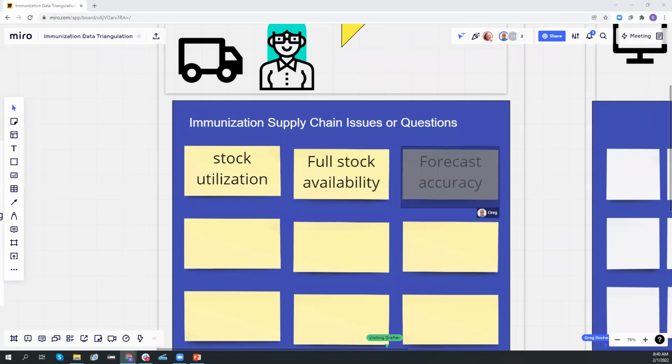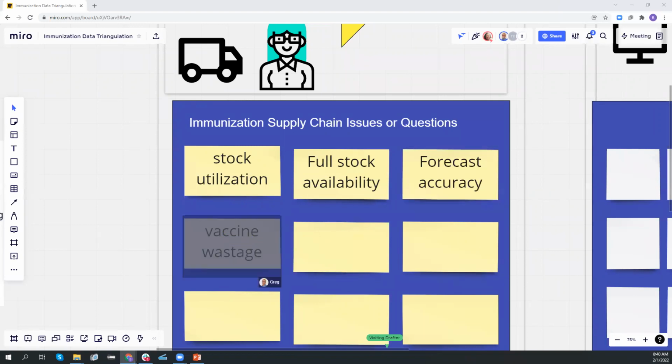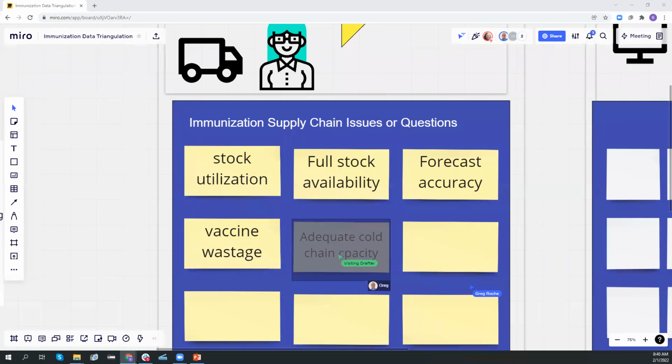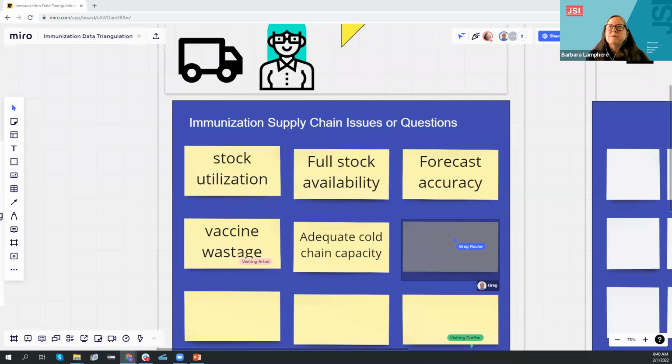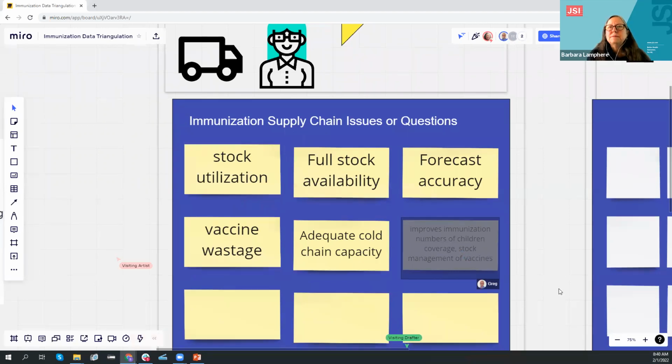Yeah, I'm seeing vaccine wastage. I think that's an interesting one. For example, you could ask the question, why are we seeing negative vaccine wastage, right? Exactly. So we have several on availability. Forecast accuracy is an interesting one, and does lend itself, I think, to data triangulation.